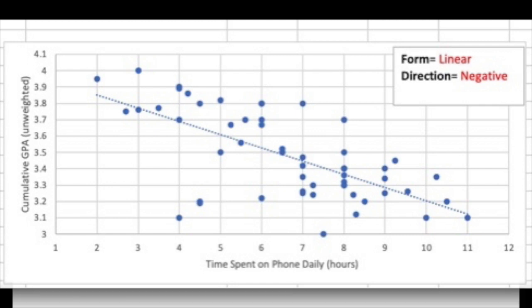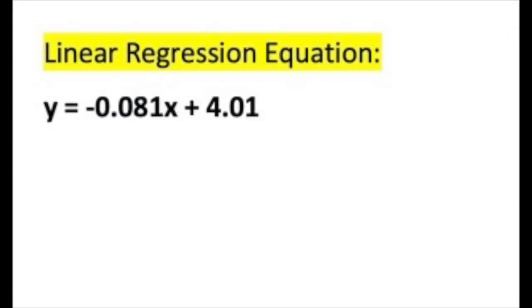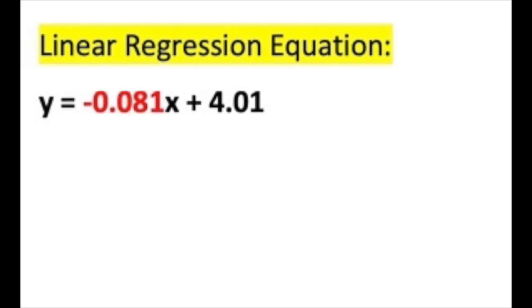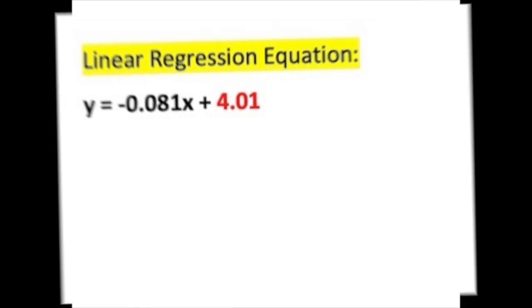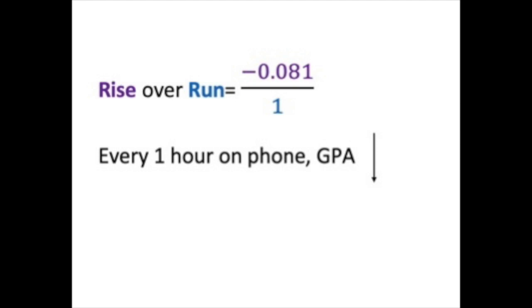Next, I decided to calculate the linear regression line equation, to find my slope and my y-intercept. The slope is the number right before the x, which is negative 0.081, and the y-intercept is 4.01. For the slope, I'm going to use the rise and run strategy, which means that for every hour spent on the phone daily, the GPA decreases by 0.081.